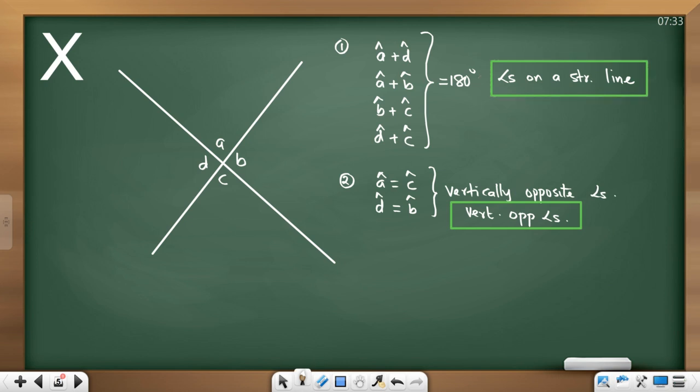Then number 3, angle A plus angle B plus angle C plus angle D. We know what that is. That is round that point there. It's 360 degrees. Angles around a point.